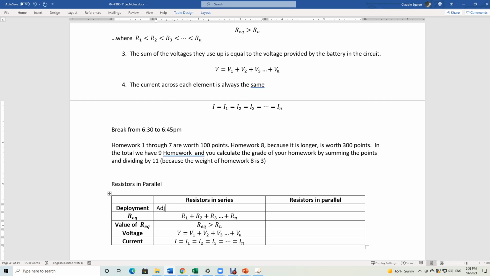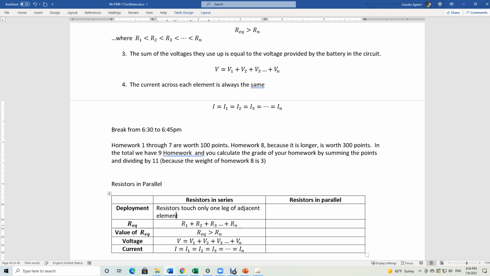Adjacent resistors touch only one side. Resistors touch only one side, one leg of the adjacent element. Okay?